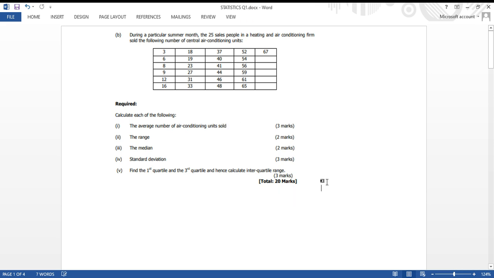All right, so to get the average number, we'll need to add up all these numbers. We add all of them, right? There are 25 numbers in this data set. So since we have 25 numbers in this data set, n equals 25. So we'll look for the formula for the mean.